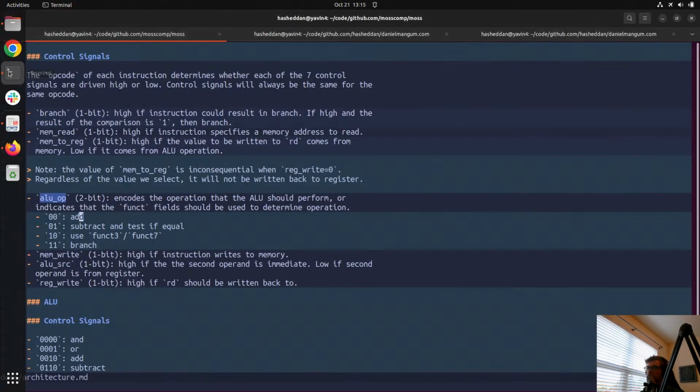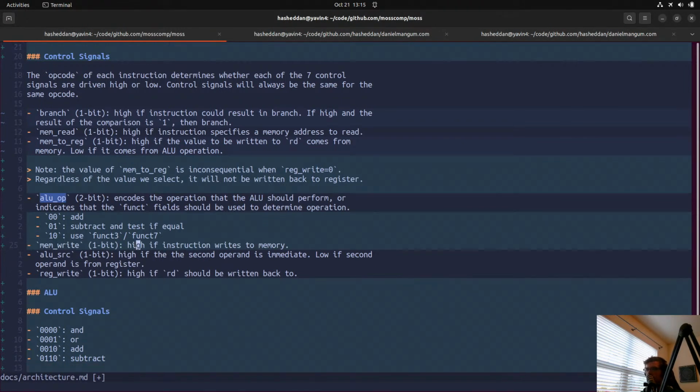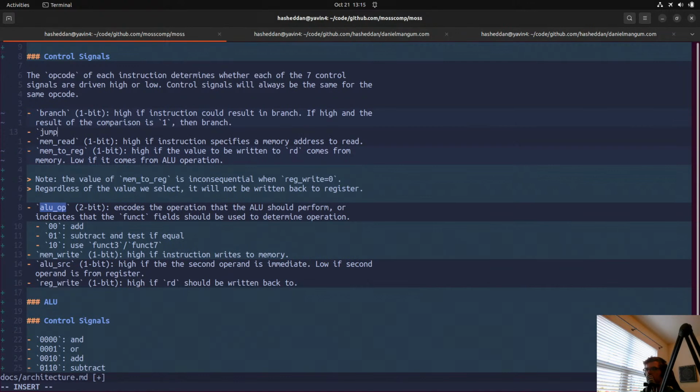So I'm going to change what we had last time. I don't think we had that one, but we'll just put it here: jump, and it's going to be 1 bit, high if branching unconditionally. So for JAL and JALR, that would be the case.